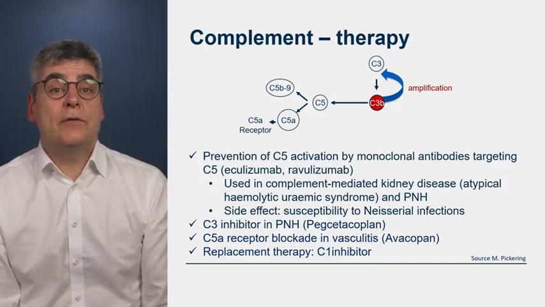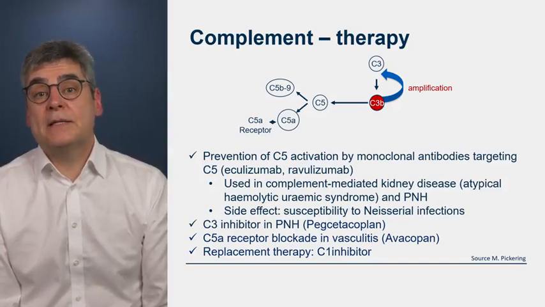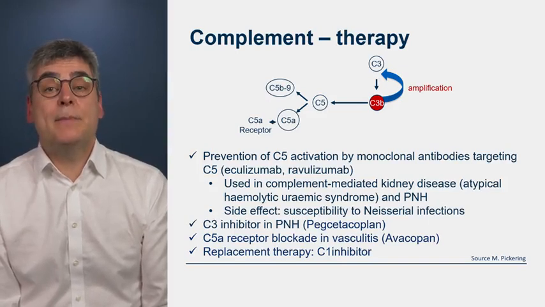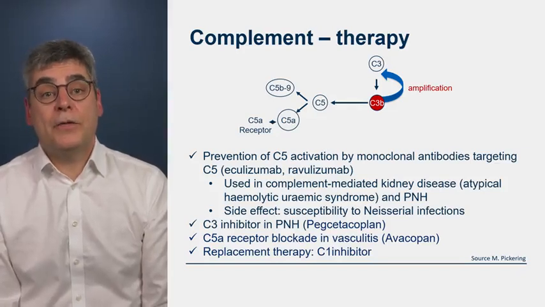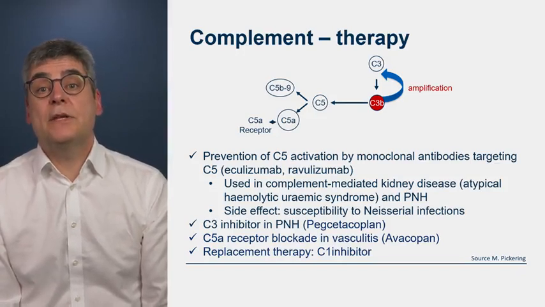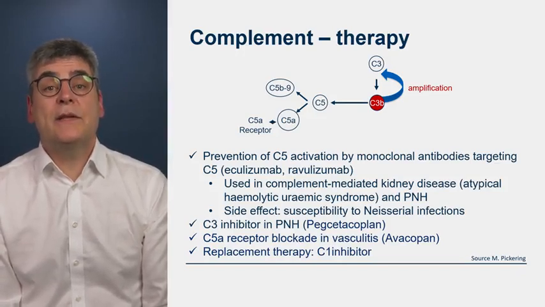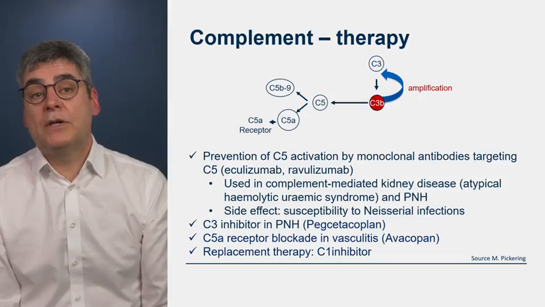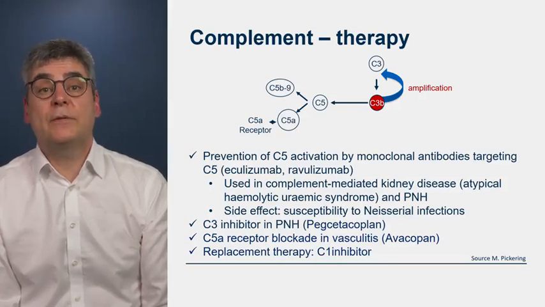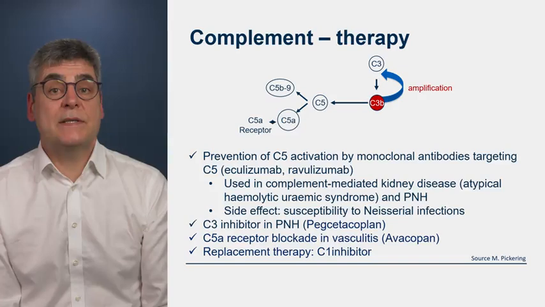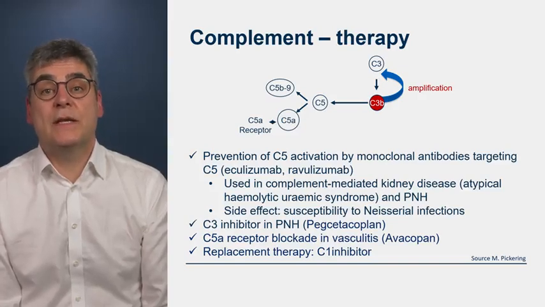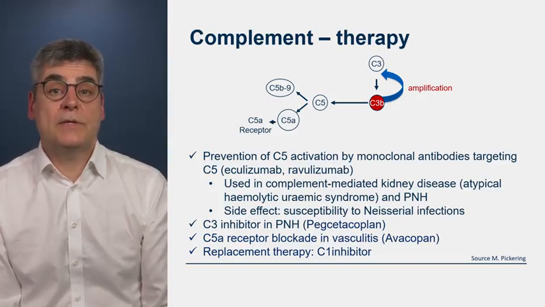Consequently, the risk of visceral infection for individuals on anti-C5 therapy needs to be mitigated, and this is done through vaccination and antibiotic prophylaxis. Other agents include a C3 inhibitor used in PNH and a C5a receptor blocker used in anti-neutrophil cytoplasmic antibody-associated vasculitis. For the commonest activation protein deficiency state, C1 inhibitor deficiency, treatment is with C1 inhibitor concentrates.